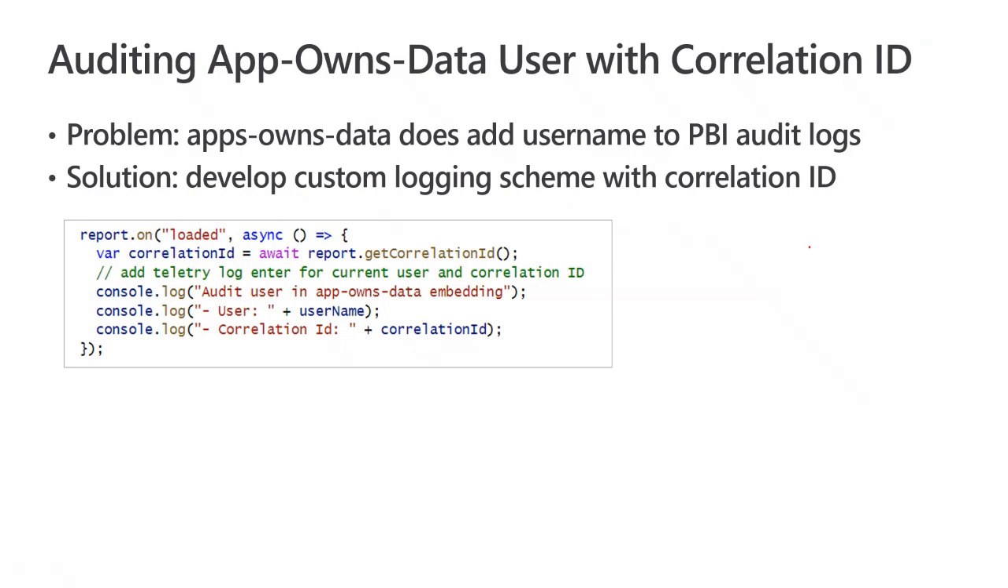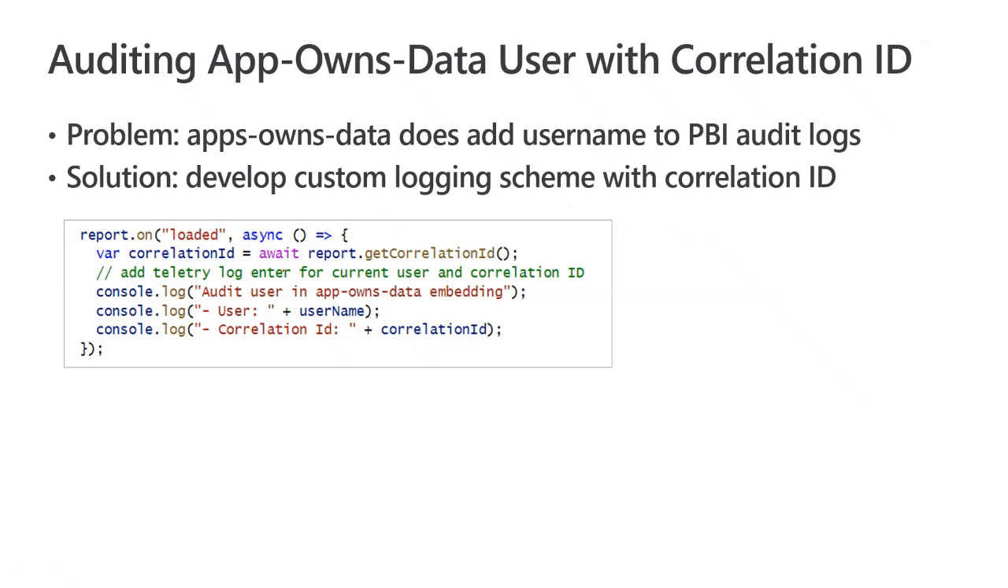Okay, now there's something called the correlation ID. Here's the problem: if I use user owns data, we can just look in the Power BI audit logs and see what the username is. When you use app owns data, even if you're using embed tokens with effective identity and a username, when you look at the user ID, it is the service principal. So Microsoft wanted to give ISVs and other people using app owns data a way to correlate what's inside of the audit logs with individual users.